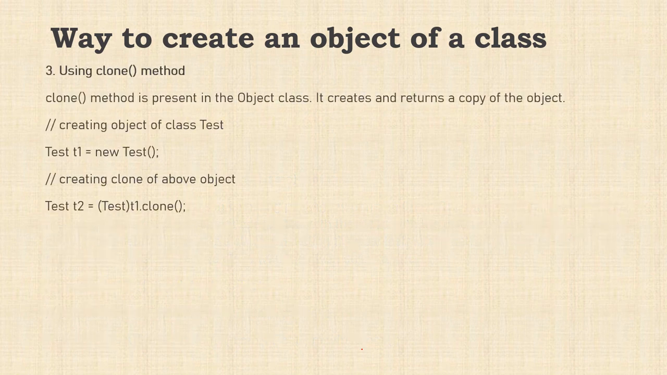With the help of clone we can create. The clone method is present in java.lang.Object. It creates and returns a copy of an object. Previously in the first scenario we created Test t1 = new Test(). If we use t1.clone(), then we'll get a clone of the t1 object, which is t2. So like this we make a copy of t1, and we can create the object of any class with the clone method.